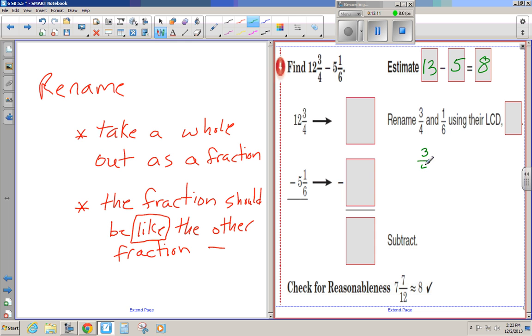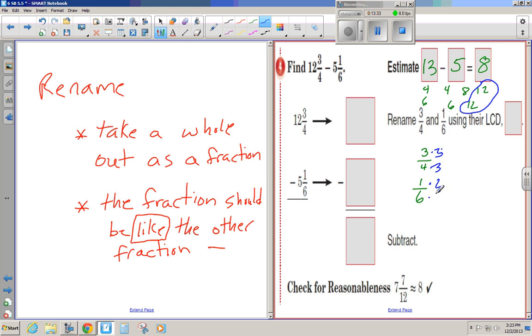So 3/4 and 1/6. What is the least common denominator of 4 and 6? That's 4, 8, 12. That's 6, 12. The least common denominator is 12. So we multiply by 3, multiply by 2, and you get your new 9/12 fraction and 2/12 fraction.